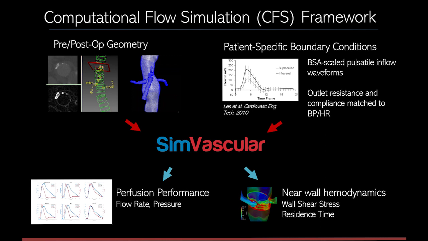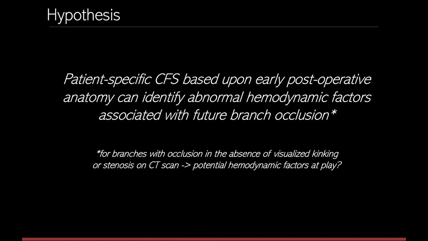We can graph out a flow and pressure waveform on each of the branches, as well as assess near wall hemodynamics such as wall shear stress and particle residence time. Our central hypothesis was that we would be able to predict potential adverse outcomes based on potential abnormal hemodynamic variables, specifically at branches that didn't have any associated abnormalities on their CAT scan imaging.